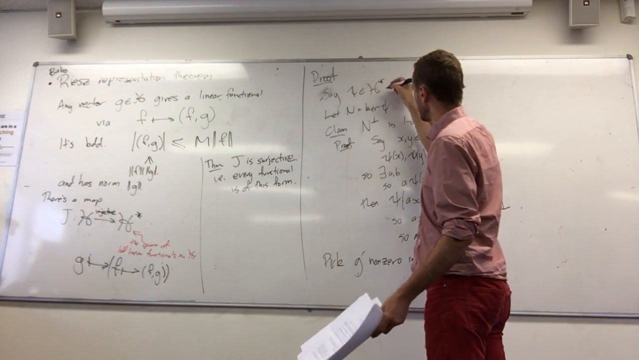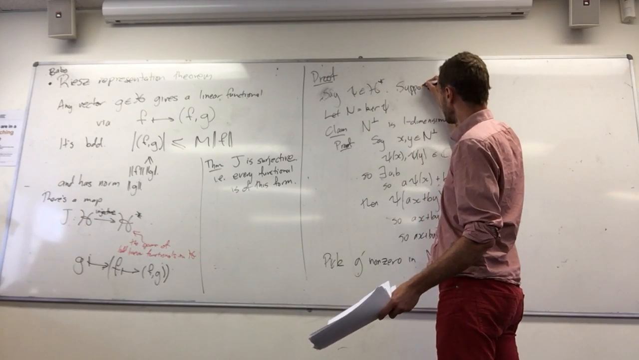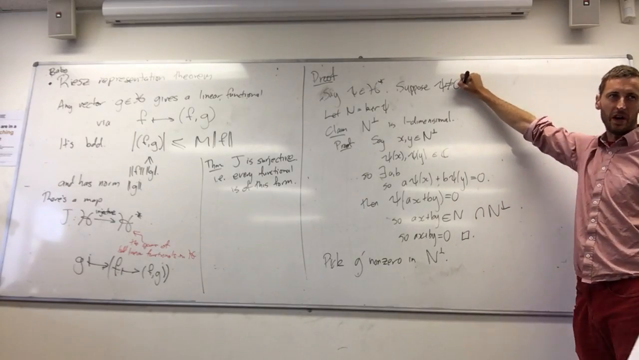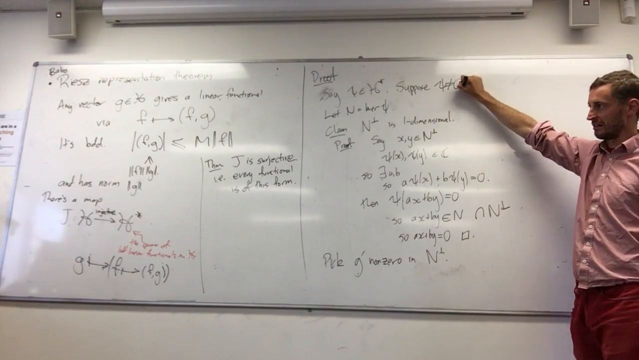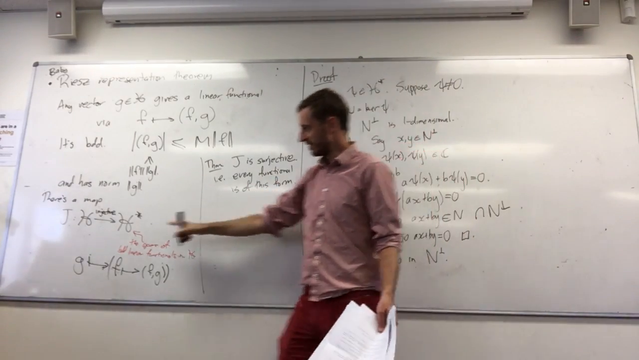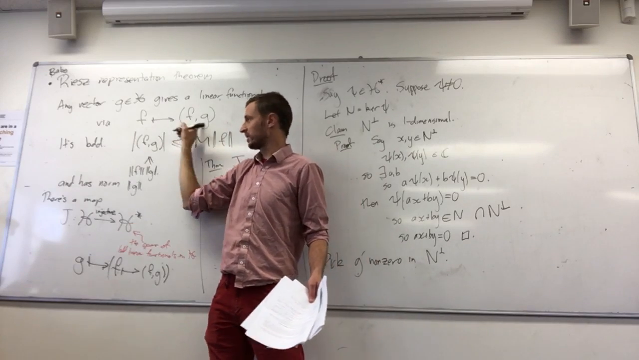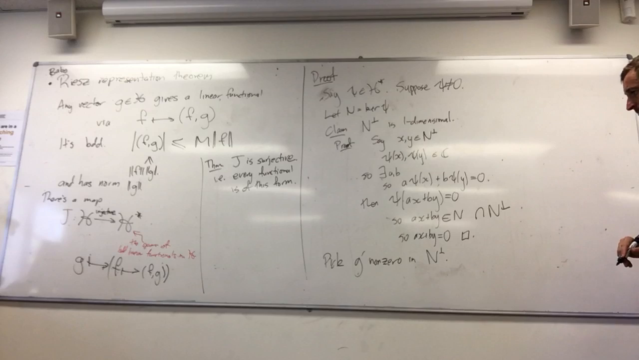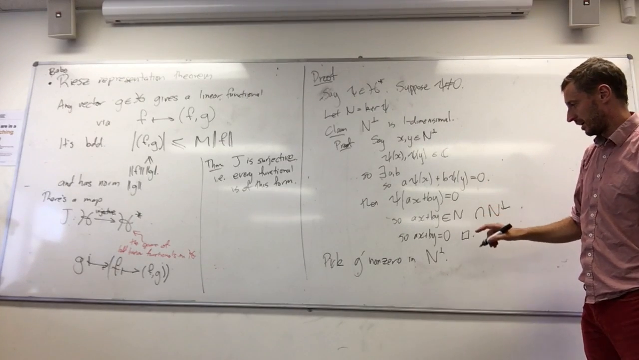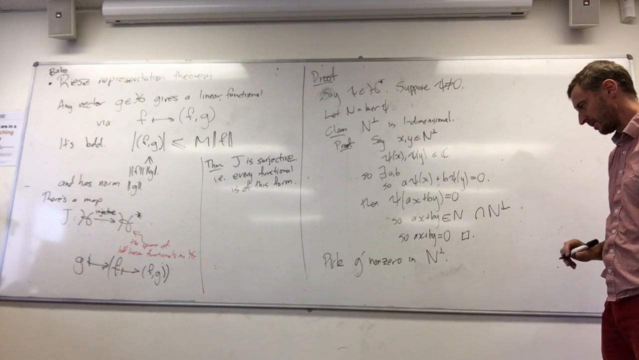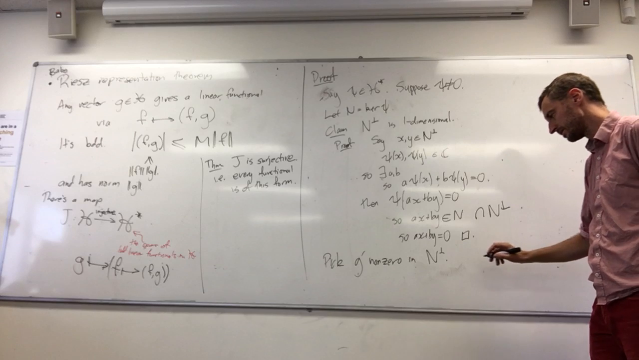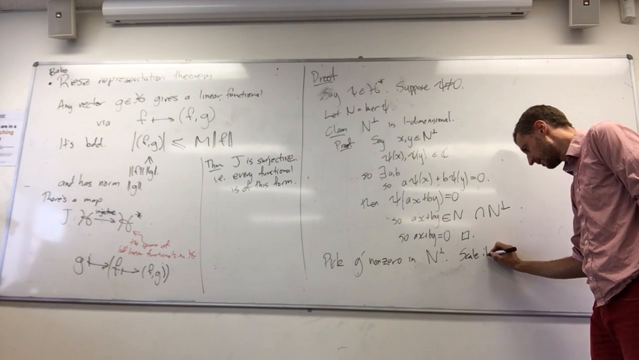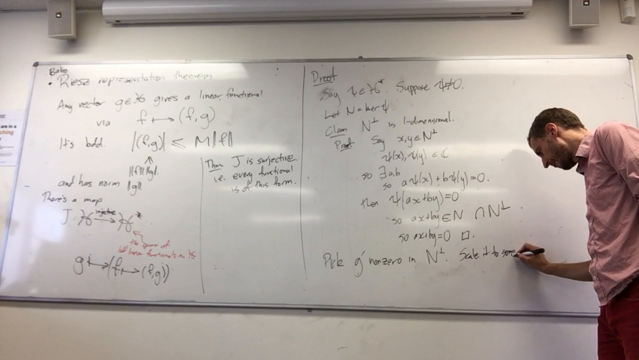So let's just add a little suppose here. Suppose psi is not equal to zero. So why are we safe doing that? Well, if psi was equal to zero, then it's easy to see that it's in the image of j. You could have just picked g to be the zero vector. So we're allowed to just do it. So pick g prime non-zero in there, and then scale it to some g.